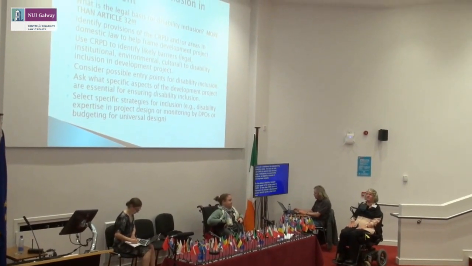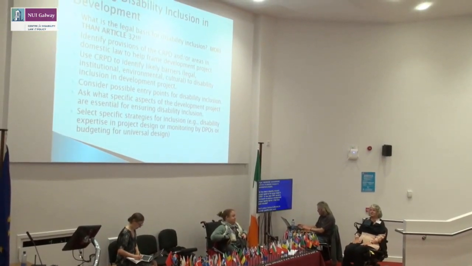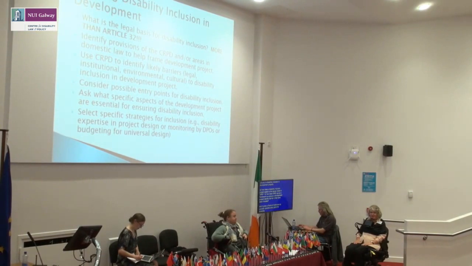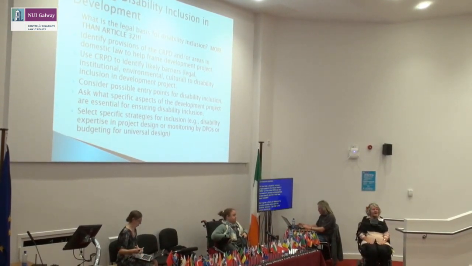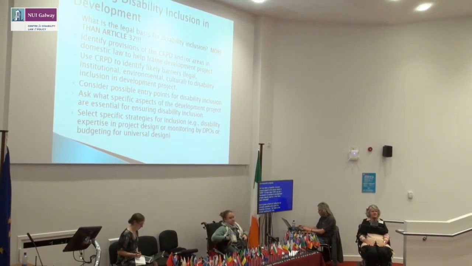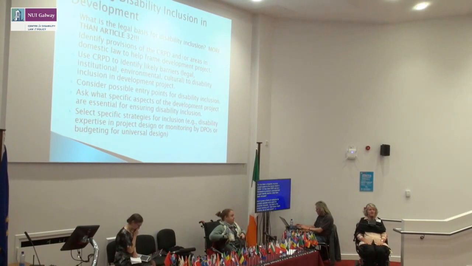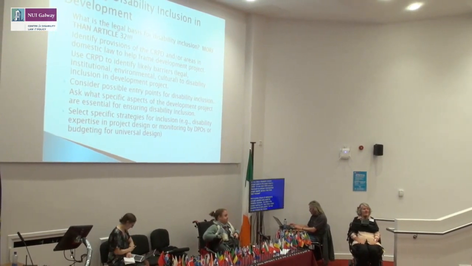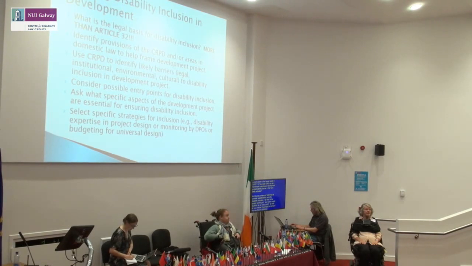And it gives a frame of reference to consider possible entry points for disability inclusion. So, what is the project working on? And where might disability be an entry point? So how do you analyse this project in terms of the way that it addresses the substantive elements of CRPD?